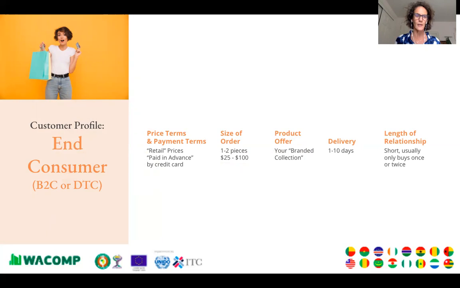Another thing to mention is, at least for US customers, they expect to be able to return products if they don't fit, or if they're not exactly what they wanted. So you'll have to have a way to be able to accept returns. You're most likely to meet this end consumer online, at a retail show, or maybe visiting your workshop or store.